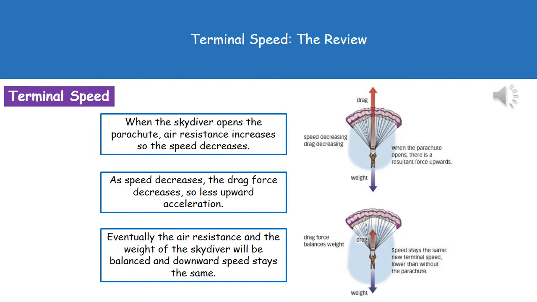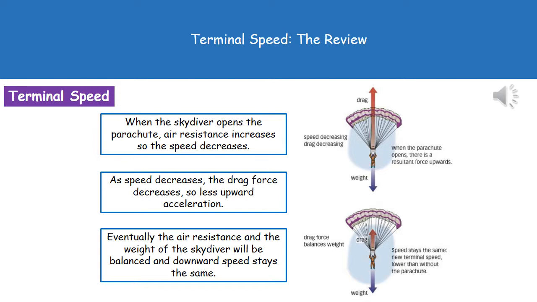Obviously, when we're thinking about our skydiver, he's not just going to keep falling endlessly without opening his parachute, because that would just be messy. So what we do see happening is he's going to pull those ripcords on his parachute, and then we're going to see some changes occurring. So when he opens the parachute, because we've got that big surface area now that the air resistance will be acting on, our drag will increase. As soon as our air resistance or drag increases, the speed is going to decrease, because we've got a much larger drag force than our weight.